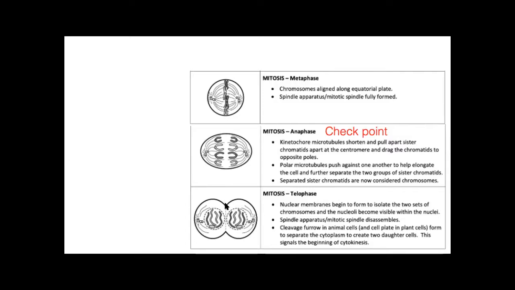And then what's going to happen is in an animal cell, you get this dip, and it's called a cleavage furrow. And that's going to be where cytokinesis takes place. And in a plant cell, it's just called a cell plate. It's just where the new cell wall forms in between two plant cells.